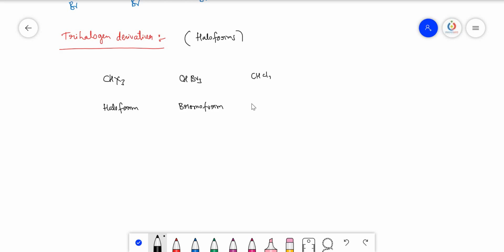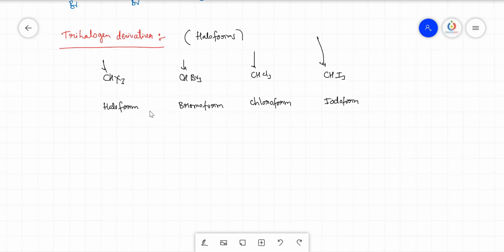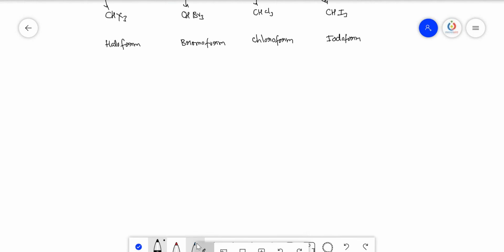And let us take the CCl3. If you take the chlorine, it is called the chloroform. And if you take the iodine, it is called the iodoform. So when only one carbon atom is present in a trihalogen derivative, then it is called the haloforms, otherwise normal trihalogen derivatives. And tetrahalogen derivatives.